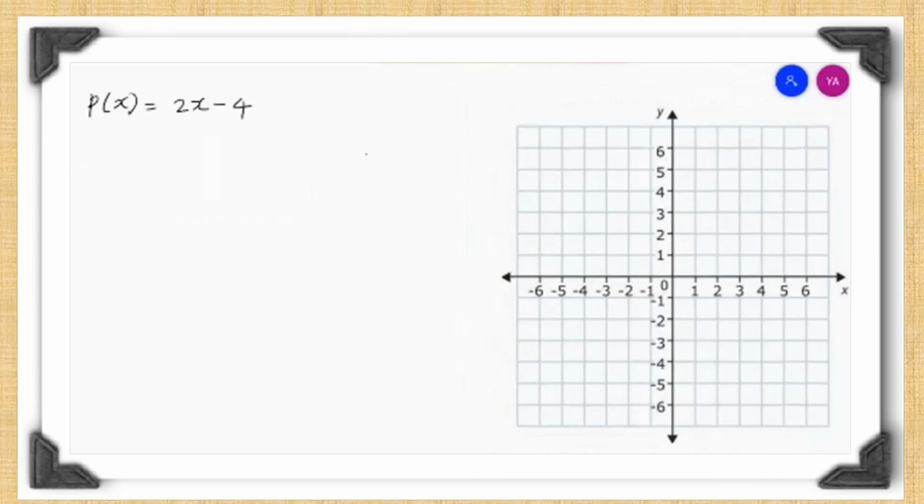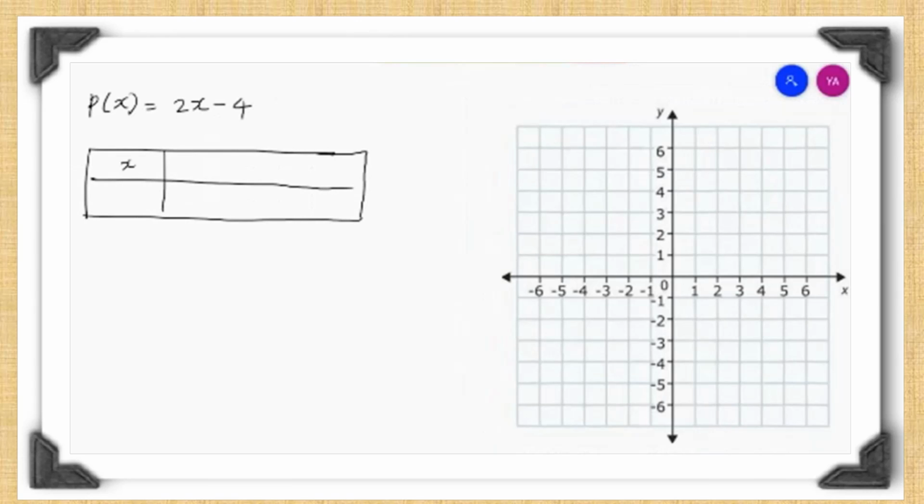Okay, the next question was p of x is equal to 2x minus 4. So y is equal to 2x minus 4. We want to get 2 points, so you can choose any x value, and we will find the corresponding y value. Suppose x is equal to 0, what will be the y value here?